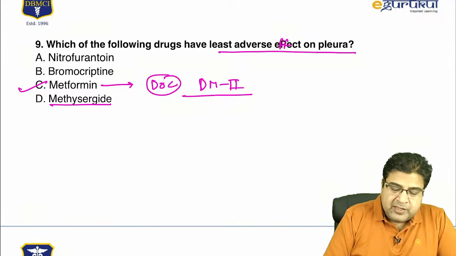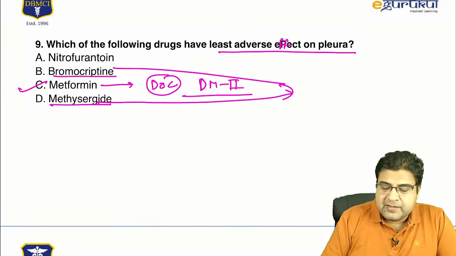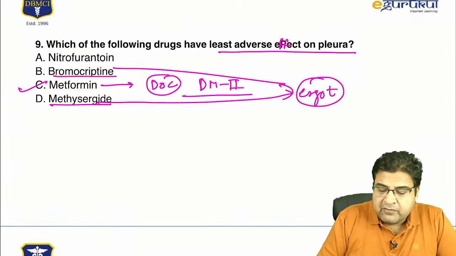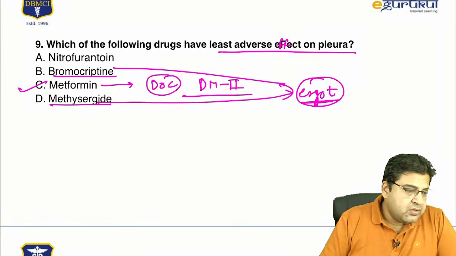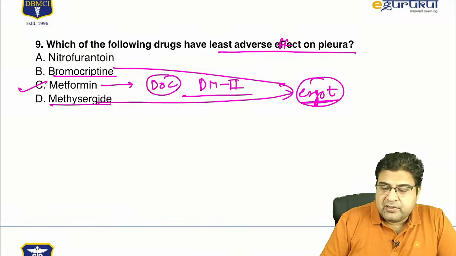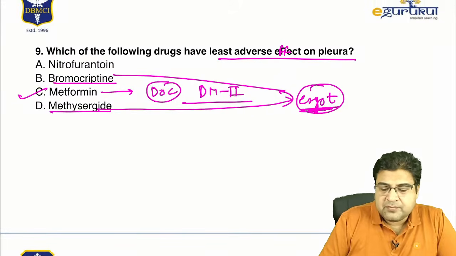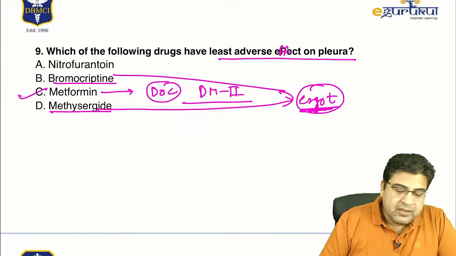So guys, please remember methotrexate and bromocriptine. These medicines are ergot derivatives, and one of the important side effects of ergot derivatives is that they will cause fibrosis. Bromocriptine and methotrexate are the ergot derivatives. One of the important side effects of ergot derivatives is fibrosis. That's why these medicines are less commonly given these days.